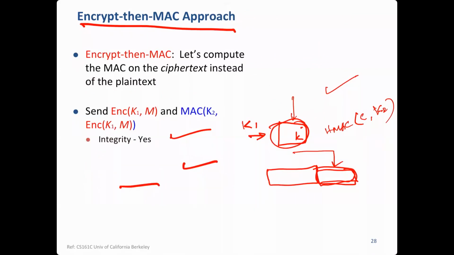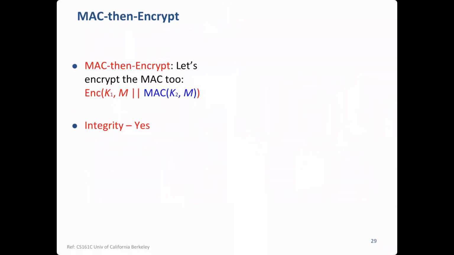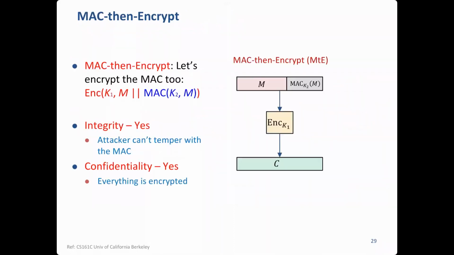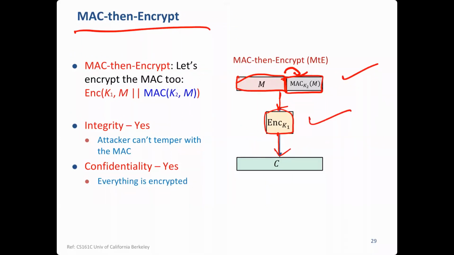All right, so this was the second scheme, and the third scheme is that you get a MAC. Take message M, get a MAC from it, and just encrypt it and send it. This is called MAC then encrypt. First you MAC, then encrypt and send this as it is.